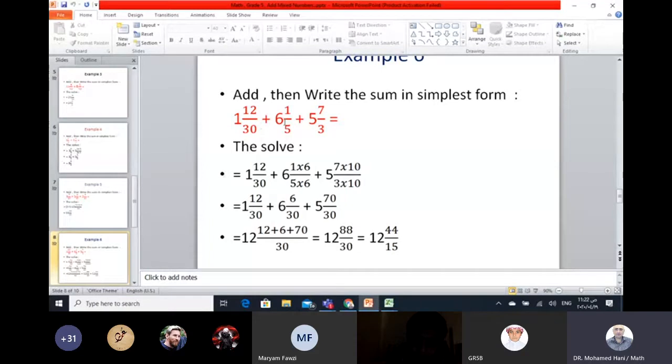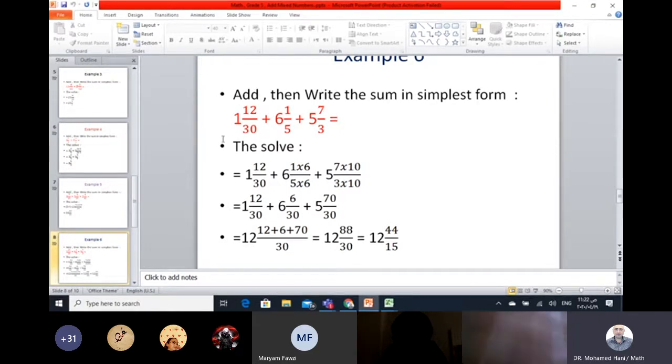I cannot add directly. So what I do, find the LCD for the denominators. Here we have 30, here we have 5, here we have 3. When you find the LCD, you will find it equals 30. Now, ask yourself, which number times 5 equals 30? It will be 6. So multiply the whole fraction here by 6: 1 times 6 and 5 times 6. Here, ask yourself, which number times 3 will be 30? It equals 10. So multiply the whole fraction here by 10.